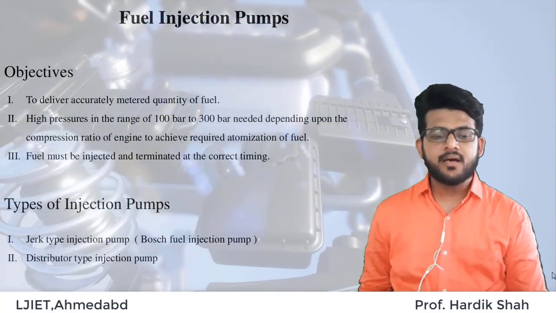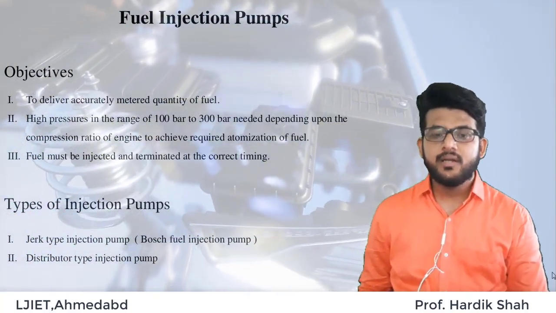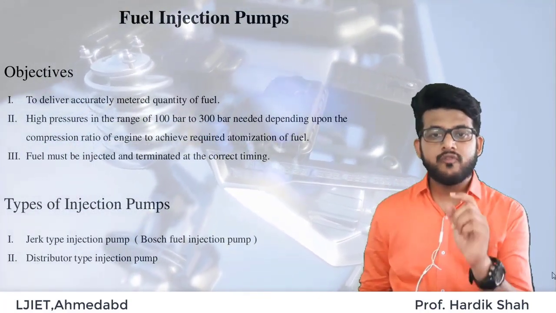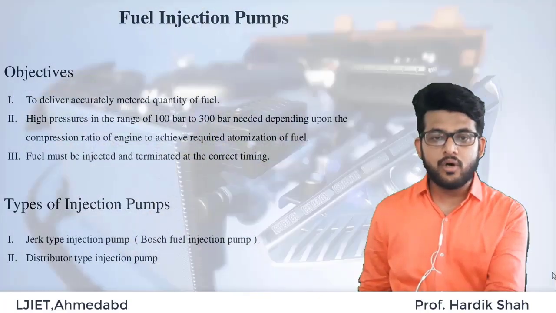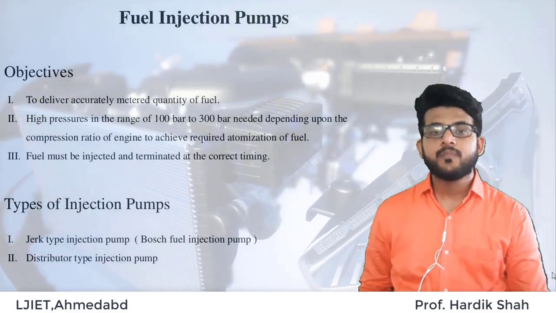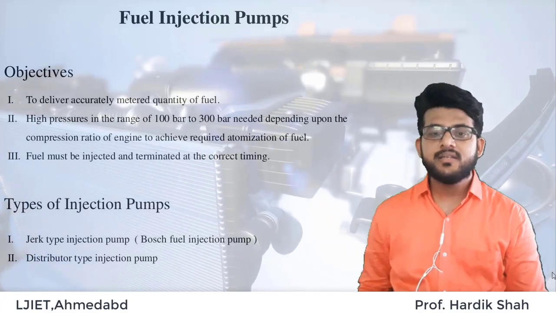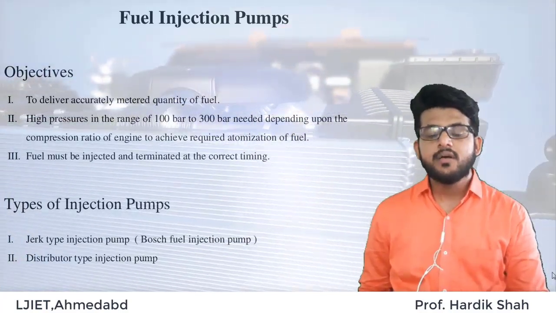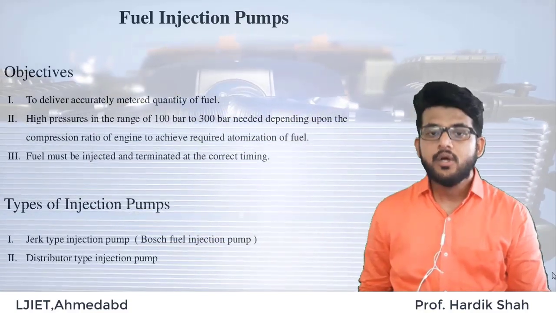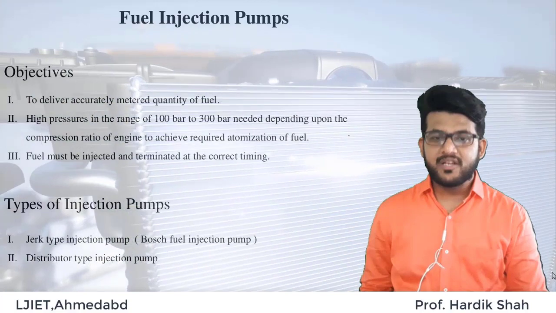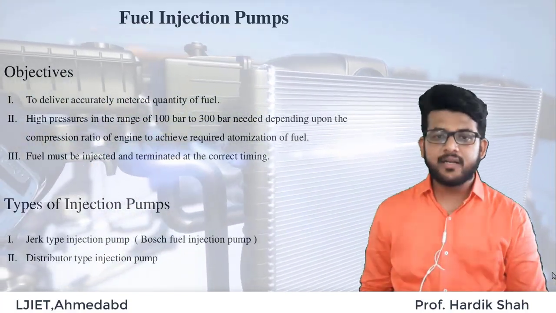Second objective is that it creates high pressure in a range. High pressure is very much required because we need to operate the fuel injector by means of that pressure. Fine. So high pressure in the range of 100 bar to 300 bar is needed depending upon the compression ratio of the engine to achieve the required atomization of the fuel. So depending on the engine construction, we require some amount of pressure to operate that injector and nozzle.